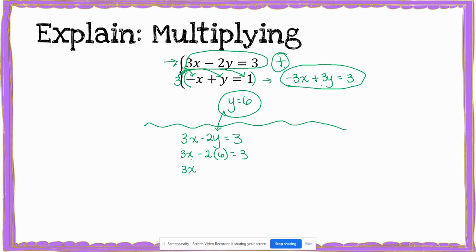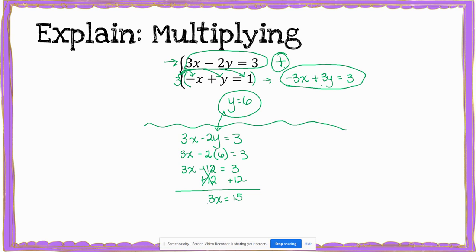So we're left with 3x, which we haven't done anything with, but we're going to do negative 2 times 6. Negative 2 times 6 gives us negative 12, so we'll write minus 12 and then equals 3. Now we just have an equation that we can solve using inverse operations. We're going to get rid of our minus 12 first by adding 12 on both sides of our equation. Our negative 12s cancel to leave us with 3x equals, and then 3 plus 12 gives us 15.